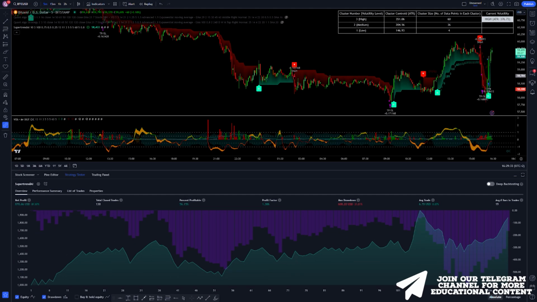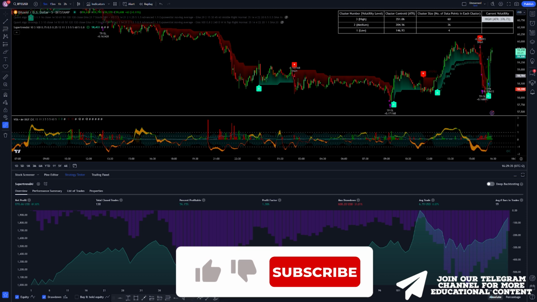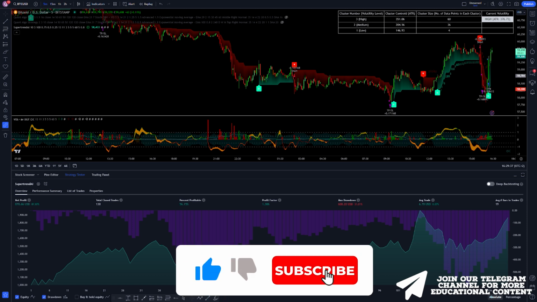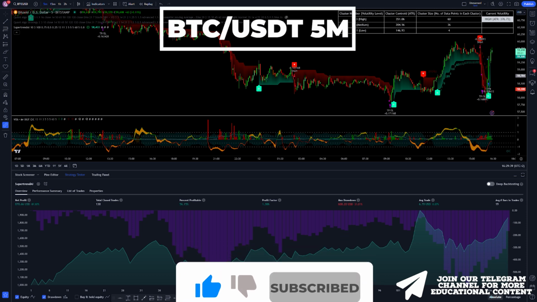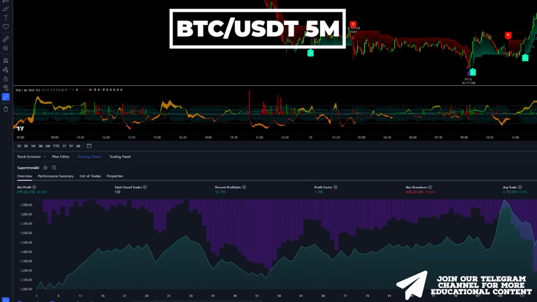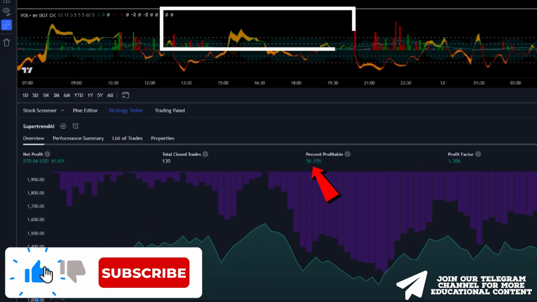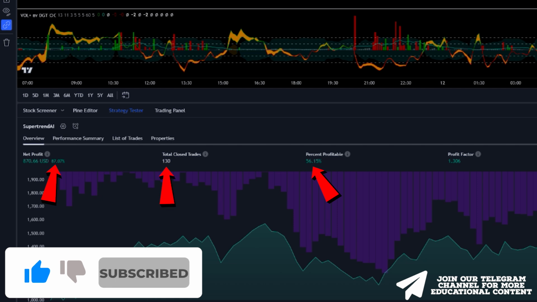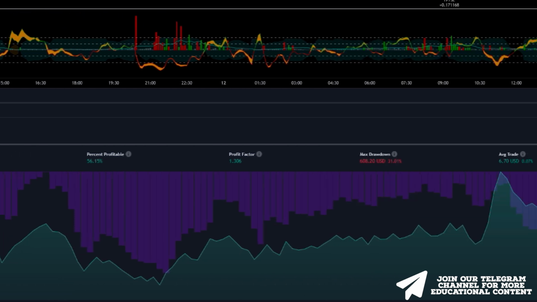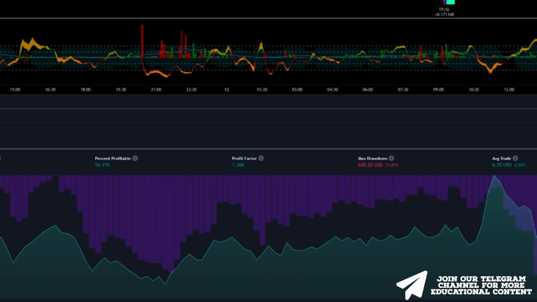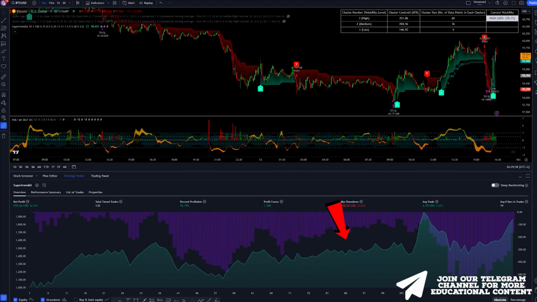Here are the results, and they're quite impressive for a strategy with only one confirmation indicator. So, this is a Bitcoin chart, a 5-minute time frame. As you can see, we received a win rate of 56%, while net profit stood at 87% across 130 trades. We also have a solid profit factor of 1.306 and a manageable max drawdown of 31%. Finally, we have a relatively good equity curve.